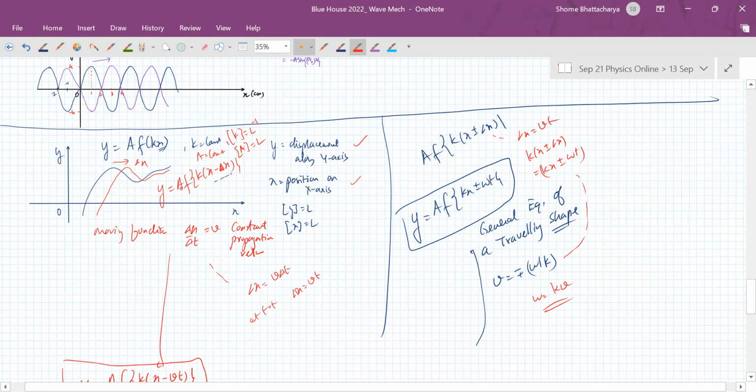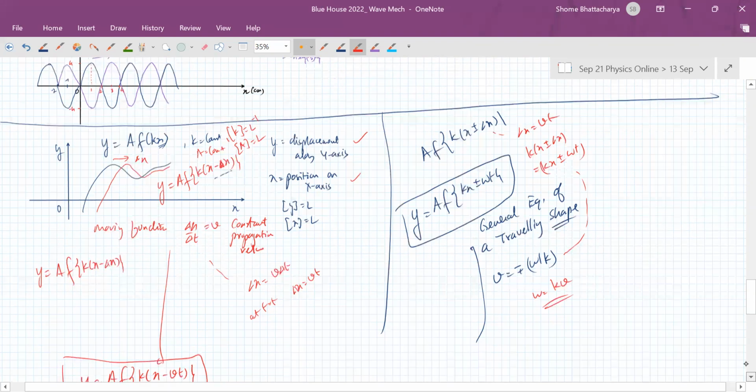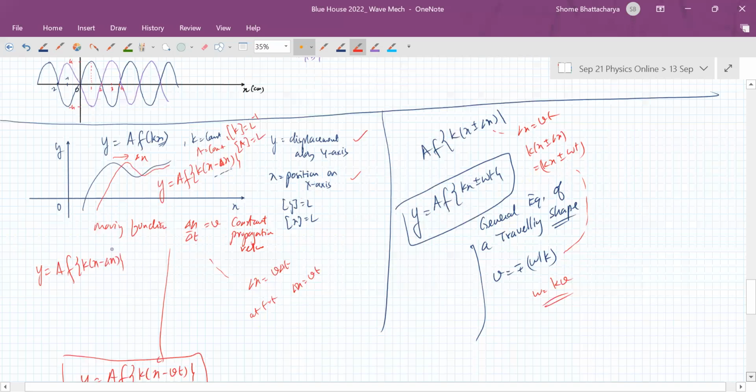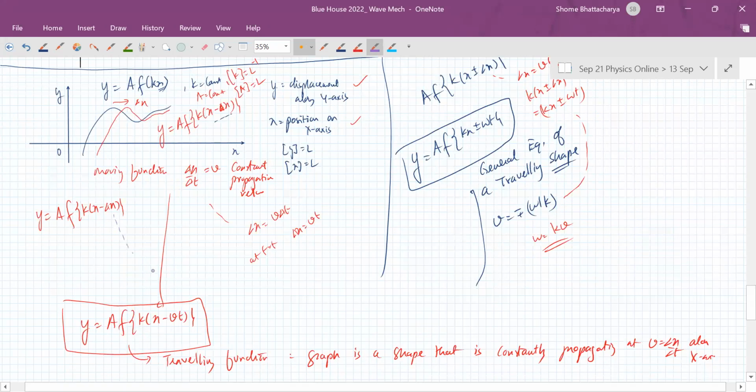So if you just look at this function now that we've written, the transformed function is f of k into x minus delta x. This is shifted by delta x along the positive x-axis. But that shift delta x, if I just make it v into t, that means it's shifting at a uniform rate of v along the x-axis. So this becomes a traveling function now, where the graph is propagating at this rate along the x-axis.